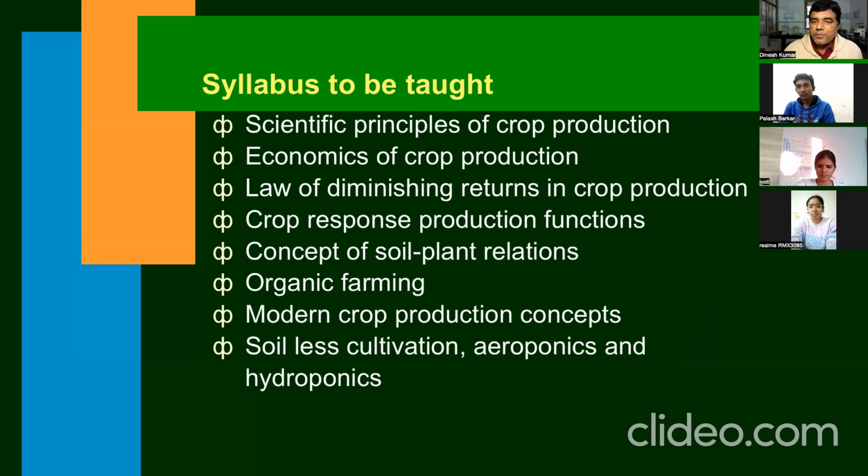Then crop response production functions. Production functions are relationships between input and output. Input can be plant population, seed, fertilizer, irrigation, or the dose of herbicide, pesticide, insecticide, any input, and how it is related to output. So there are certain equations, certain functions that will be taught to you.